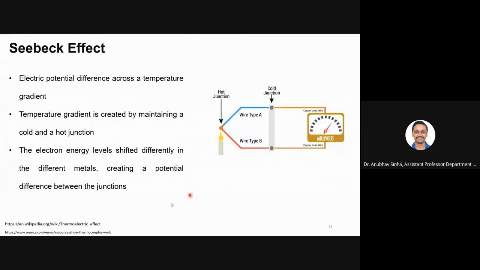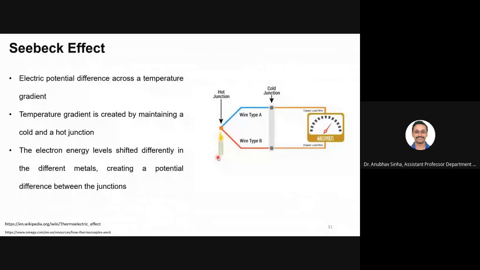If you want more details, you can refer to this site. You will get a lot of information on Wikipedia or this website. Okay, any questions on this Seebeck effect? Is it clear?